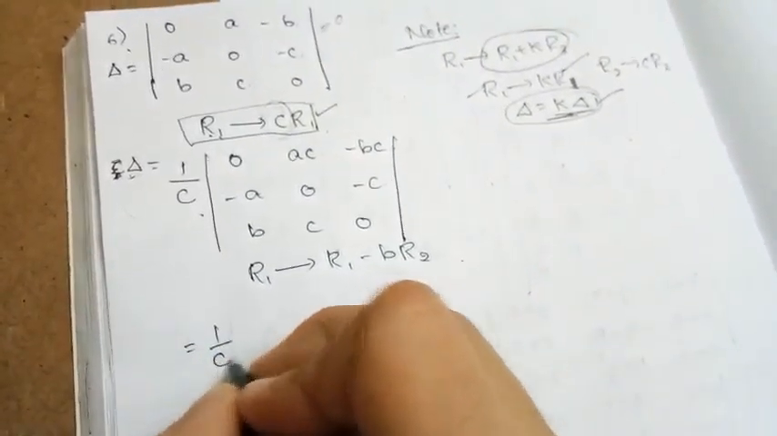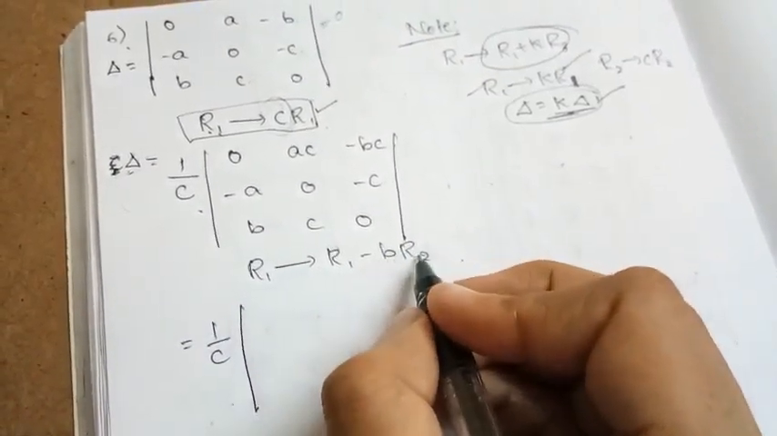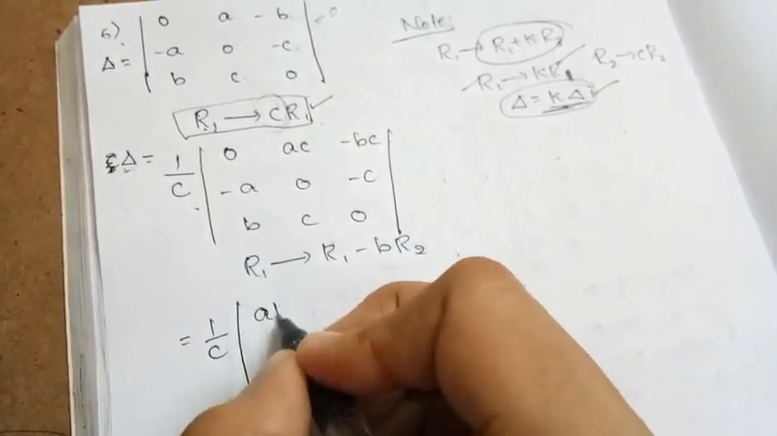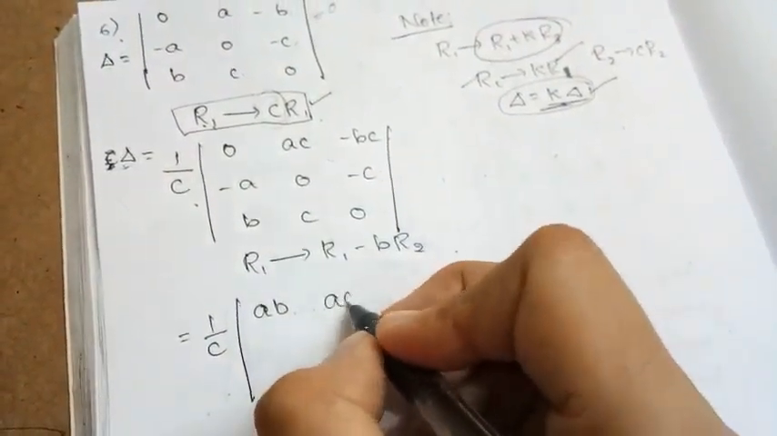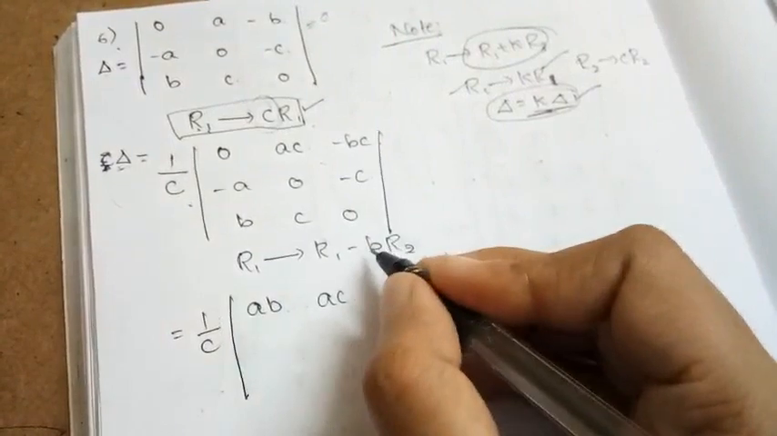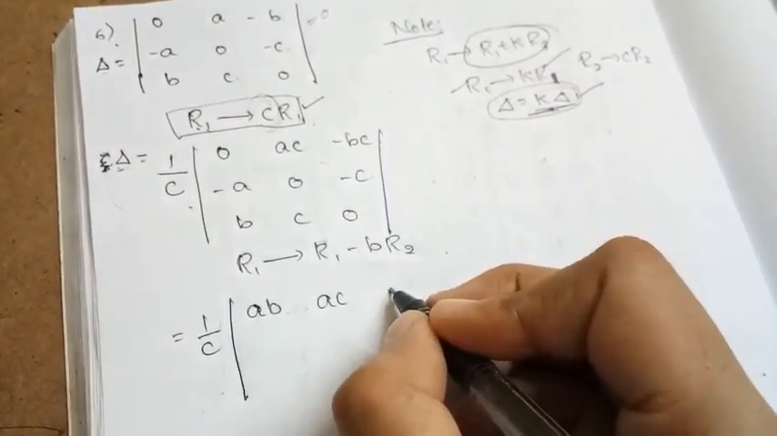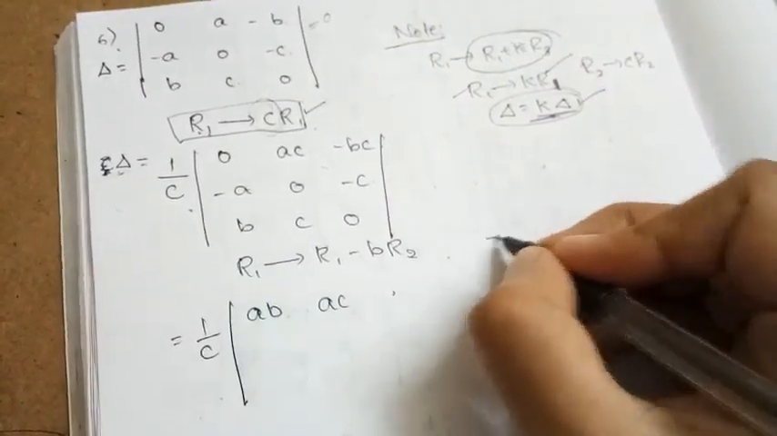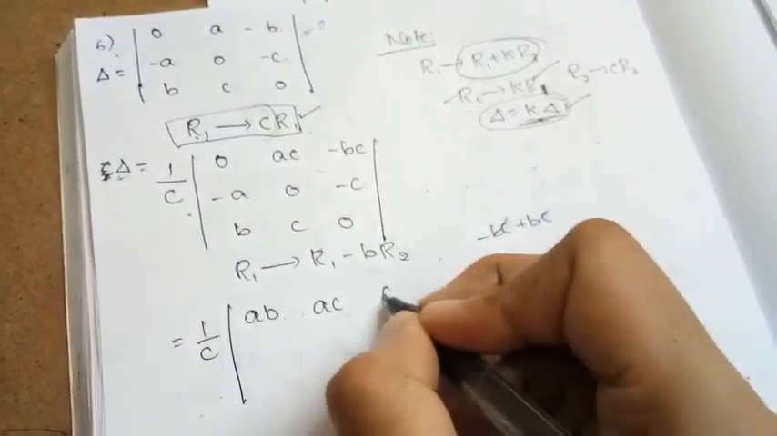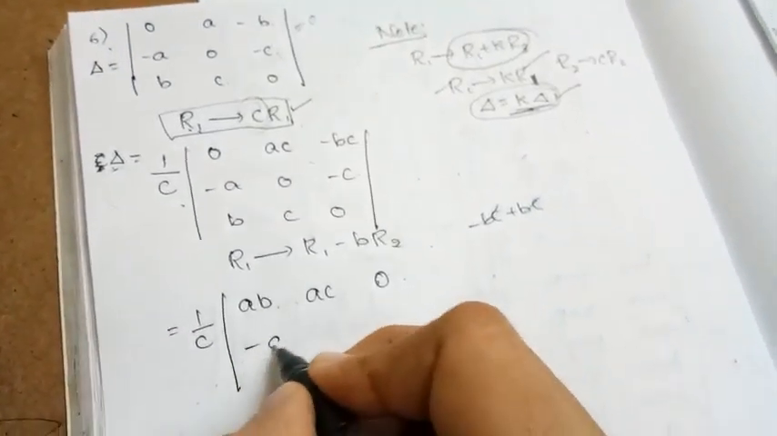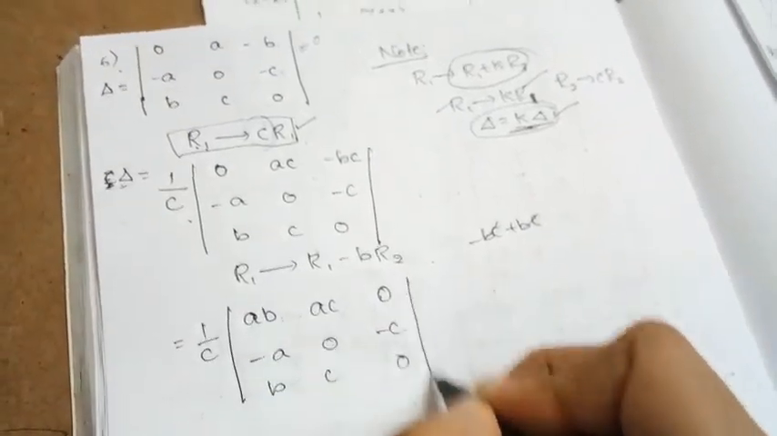That is nothing but 1 by C, 0 minus B times R2. So it becomes AB. Here AC minus B times 0, it is again AC. Then BC minus B times minus C, it becomes minus BC, minus into minus plus, BC cancels. So here it becomes 0. Rest of the things as they are, BC, 0.